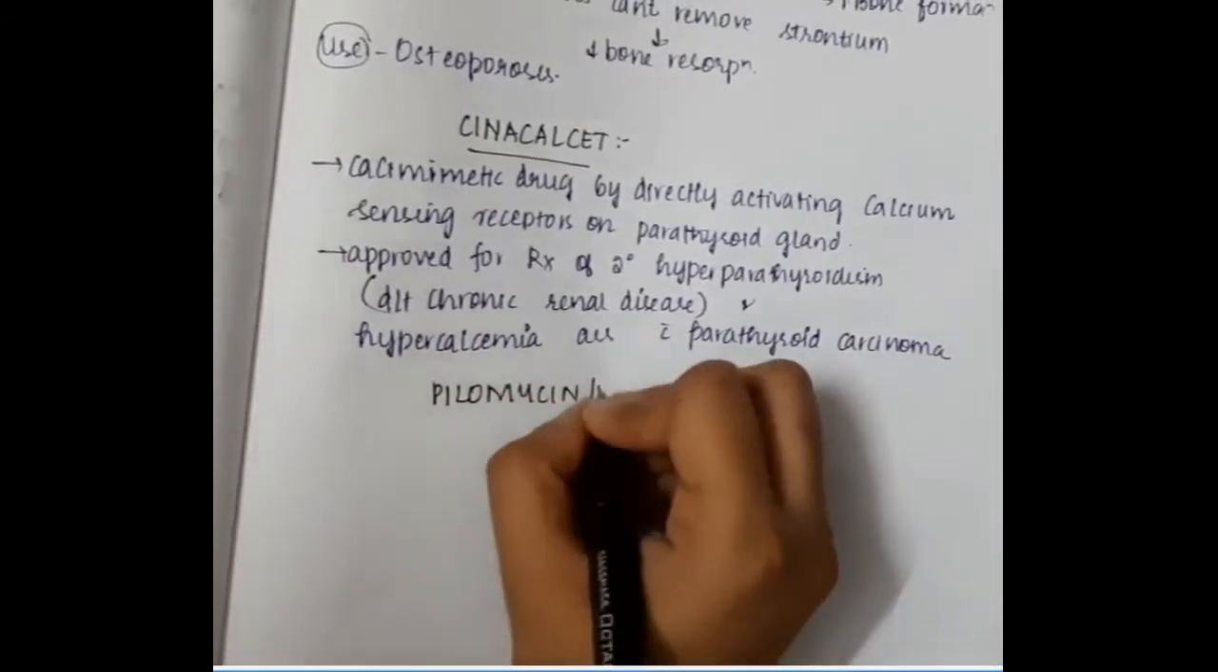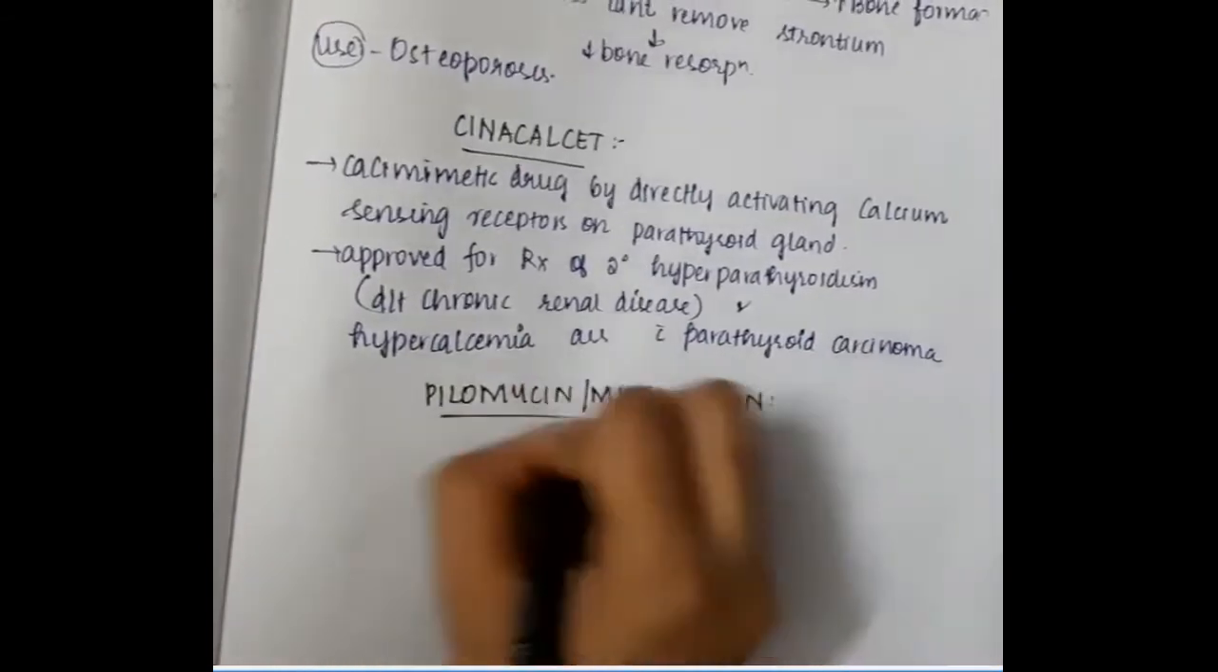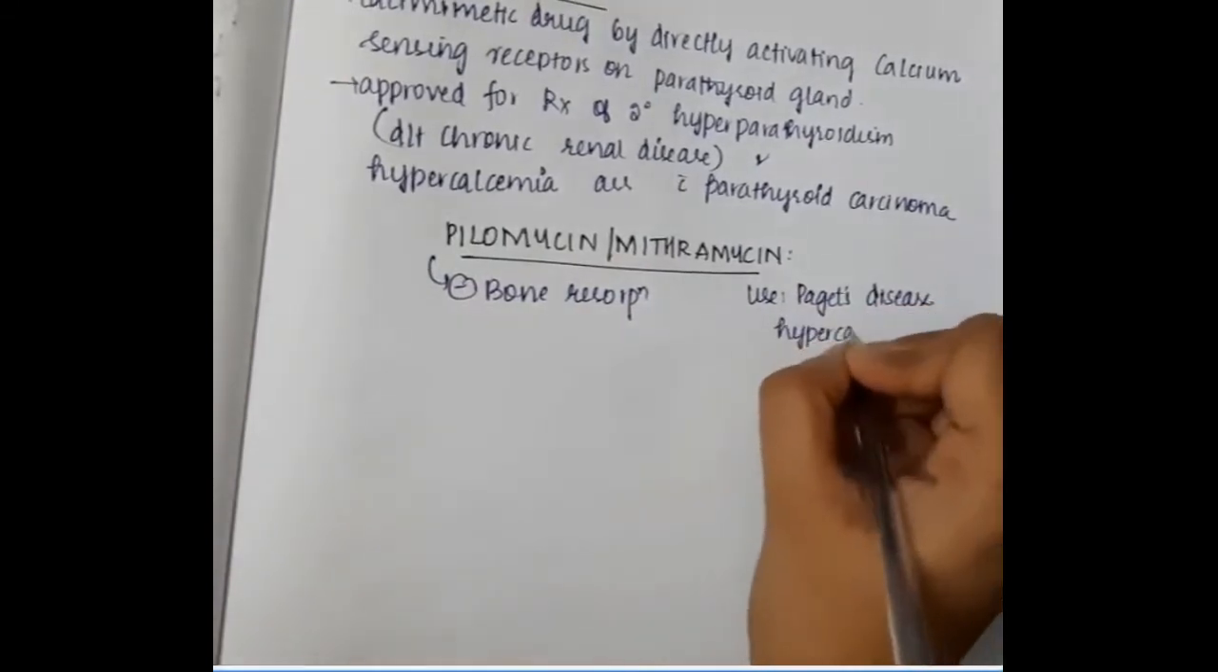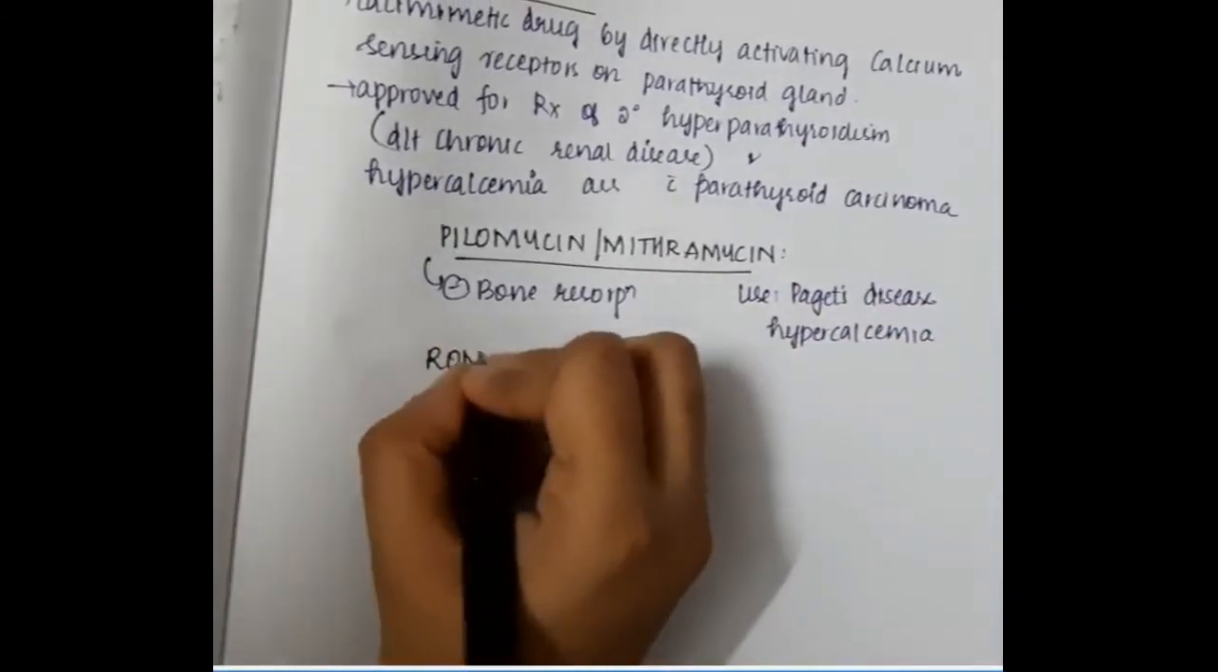The next drug is plicamycin or mithramycin. Plicamycin or mithramycin will inhibit bone resorption. It is used in Paget's disease and also in hypercalcemia.